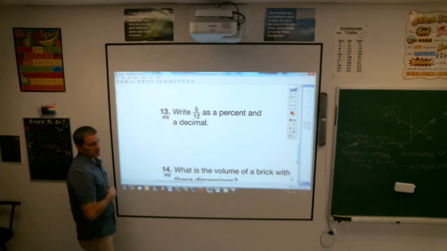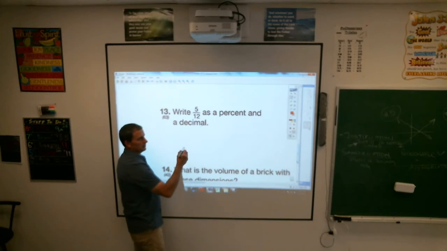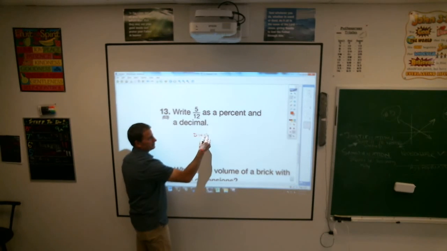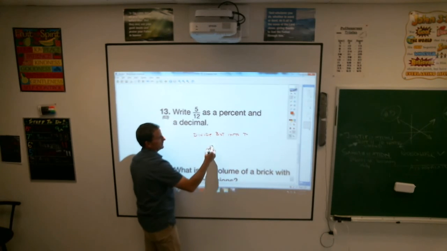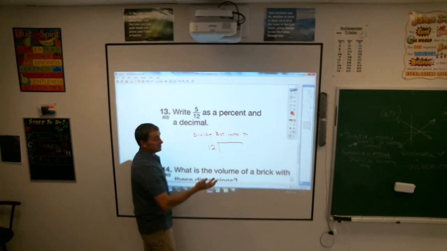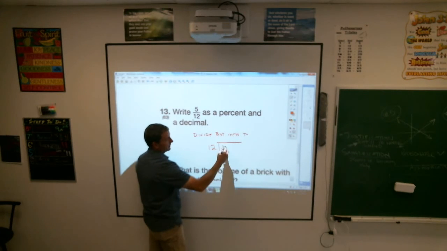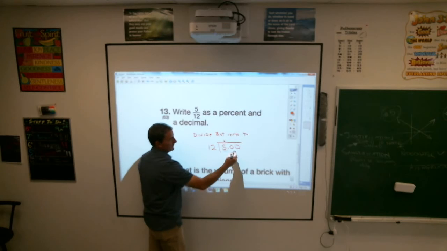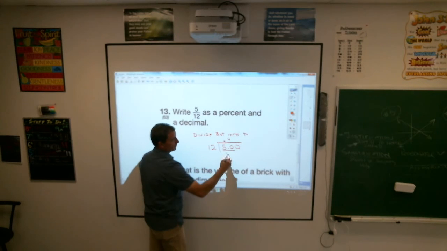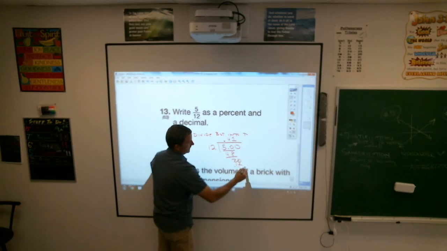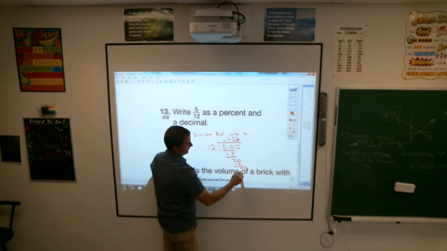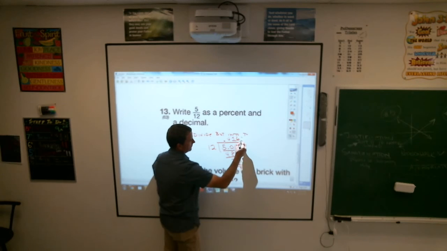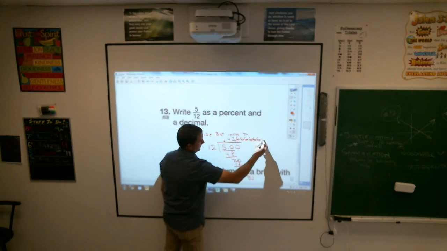5/12 as a percent and as a decimal. What's the only thing you really need to do? You need to divide the bottom into the top, which means you need to take 12 into 5. That'll get you the decimal and it'll get you the percent at the same time. How many times does 12 go into 50? 4 times, which is 48. How many times does 12 go into 20? Once, which is 12. How many times does 12 go into 80? 6 times, which is 72. And look what happens. You get 80 again. You'll keep getting this.